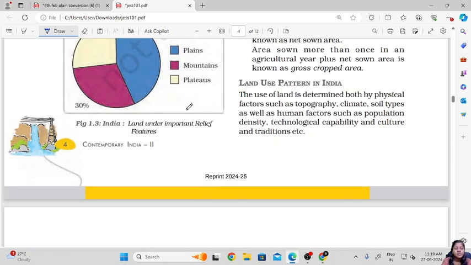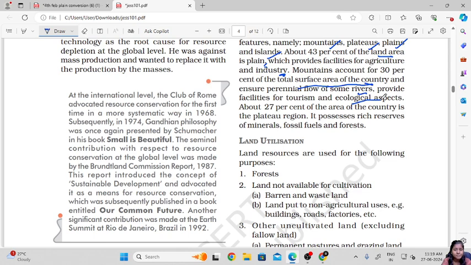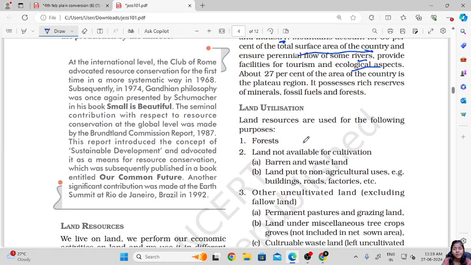Then we have seen about land under a variety of relief features, namely mountains, plateaus, plains, islands. About 43% of the land area is plain, which provides facilities for agriculture and industry. Mountains account for 30% of the total surface area of the country and ensure perennial flow of some rivers. Then they provide facilities for tourism and ecological aspects, and all these things we have learned in part 1.